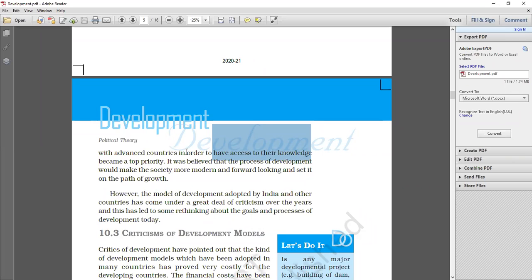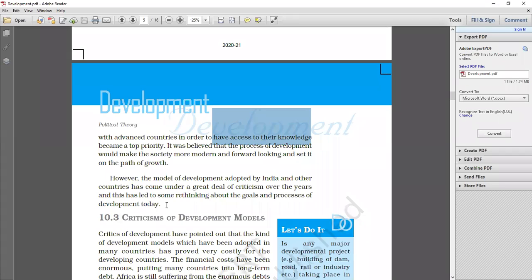So it was believed that the process of development would make the society more modern and forward looking, and set it on the path of the growth. So whatever the process of development and whatever the strategies we adopted, it would make the society modern, and we will obviously grow with these mega projects, with these strategies. Okay. So, however, the model of development adopted by India and other countries has come under a great deal of criticism over the years, and this has led to some rethinking about the goals and processes of development today.